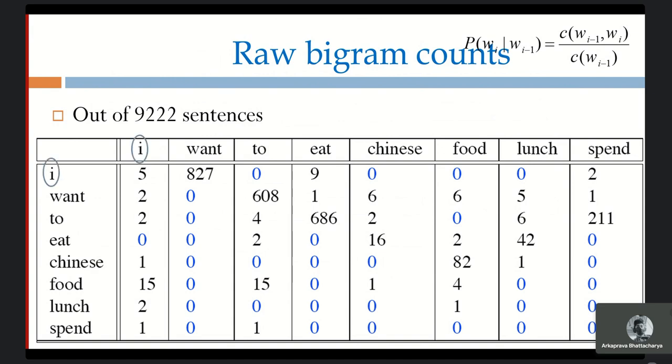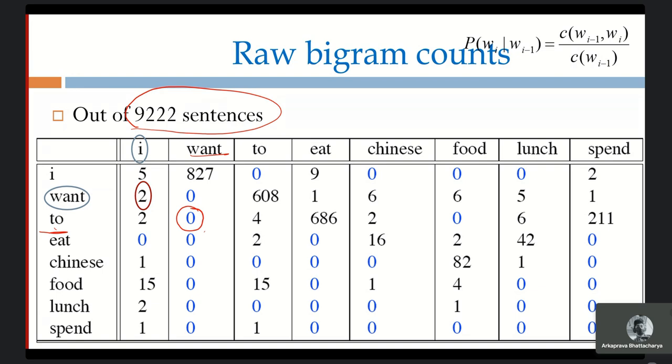That is how I is followed by I 5 times. I followed by want has been seen 827 times in these 9,222 sentences. Similarly, you can see want followed by I has been seen 2 times only. So this completely tells me how many times the words are being followed. Like two given want, 'want two' is not being seen in these 9,222 sentences. That's the reason it is 0.